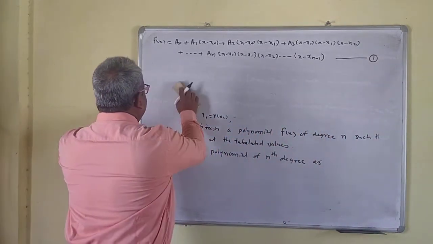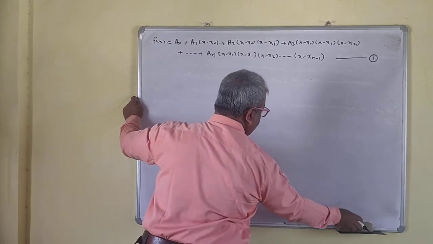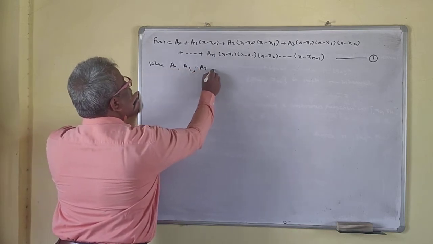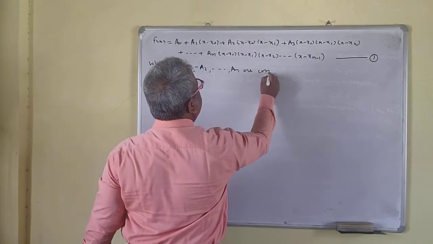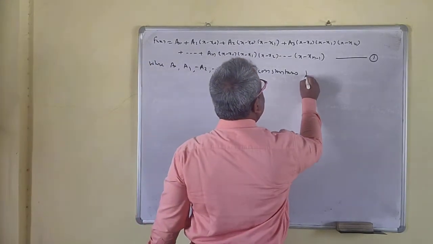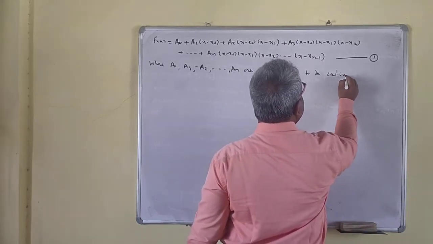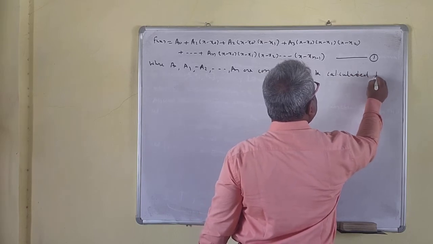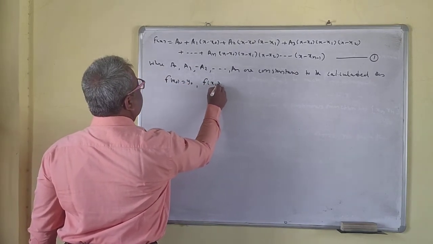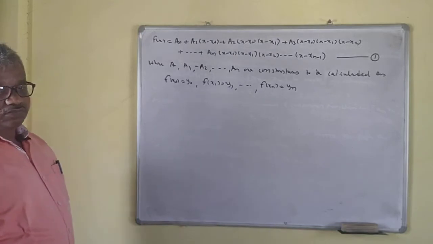What I want is to find the values of a0, a1, a2 up to an, where a0, a1, a2, dot dot dot, an are constants to be calculated as f of x0 is equal to y0, f of x1 is equal to y1, dot dot dot, f of xn is the same as yn.